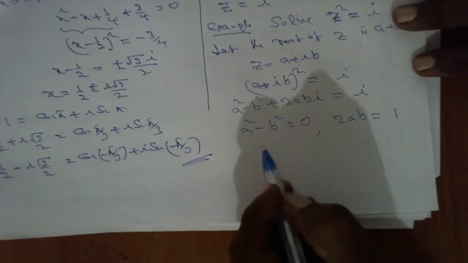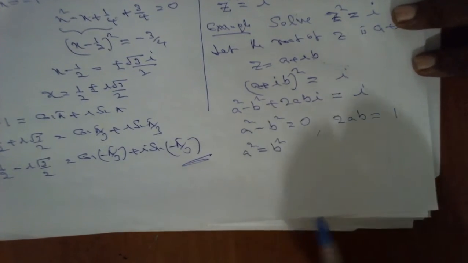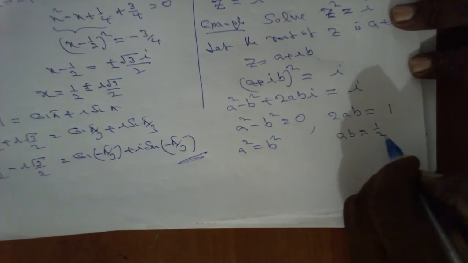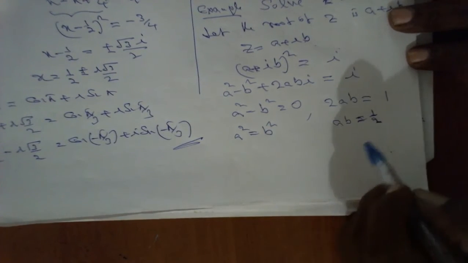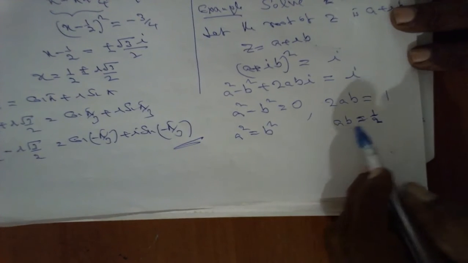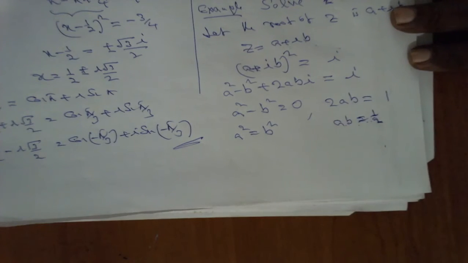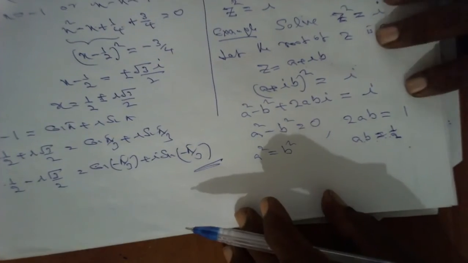Is it clear? a squared equals b squared. Here ab equals half. If ab equals half, the product is positive. What can you say about the signs of a and b? Either both negative or both positive. That's right, both positive or both negative, right?